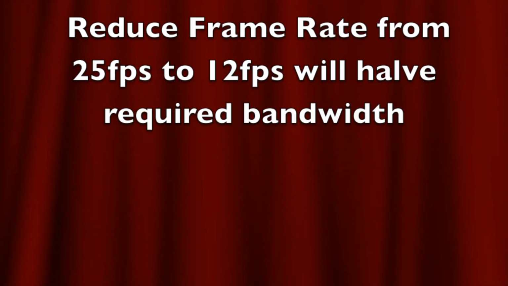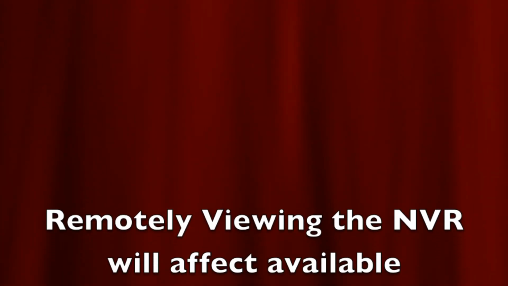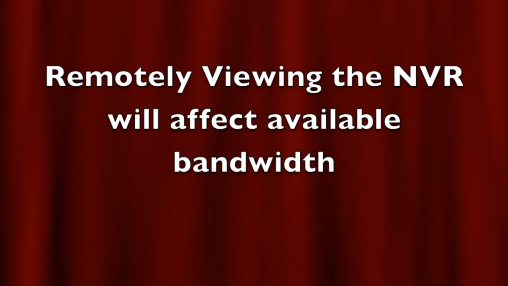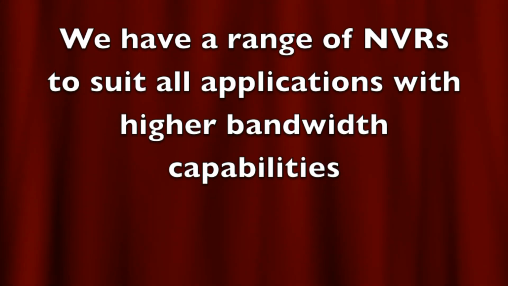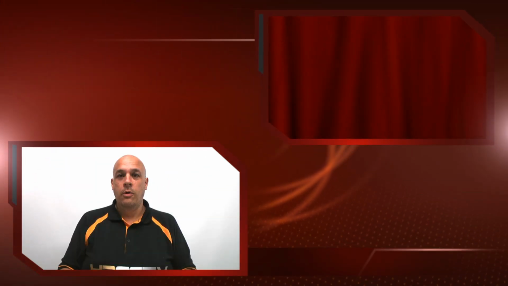For example, halving the frame rate to 12.5 frames a second, the required bandwidth is halved. Something else to remember when working out your requirements is whenever you remotely view this NVR, it's using bandwidth to send the images to you. This is taking off the total amount of bandwidth available. In our range we have other NVR models that have higher bandwidth capabilities. These may be more suitable if you need to add more HD cameras or if you need higher frame rates.